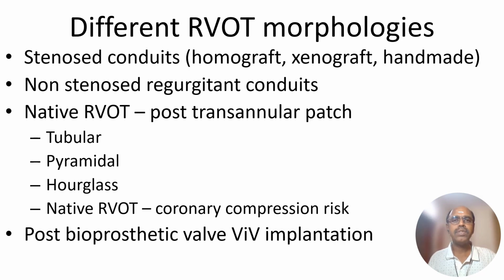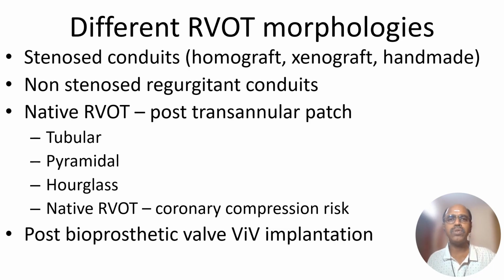Rarely there can be conduits that are not stenotic but severely regurgitant. So they are non-stenotic regurgitant conduits. The larger subset, almost about 3/4 of the patients, will have native right ventricular outflow tract, which is post-transannular patch. The easier ones to deal with in native transannular patch repair is the tubular RVOT. The more challenging ones are the pyramidal RVOT.